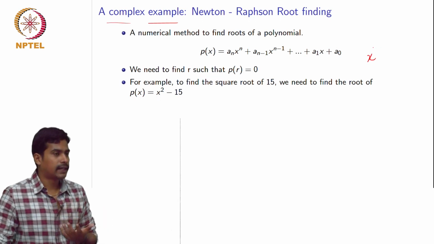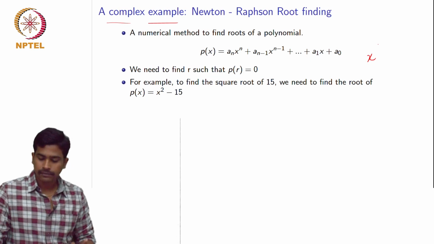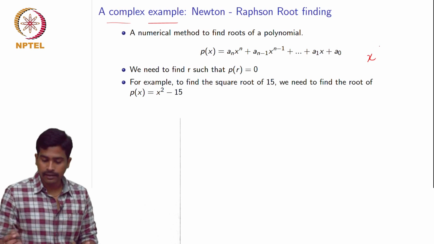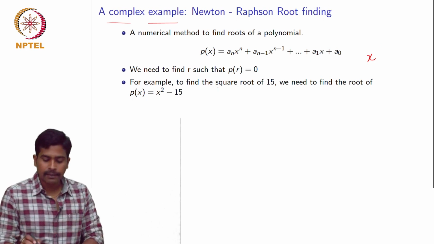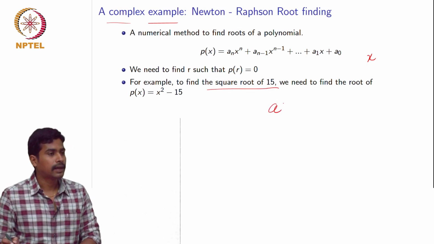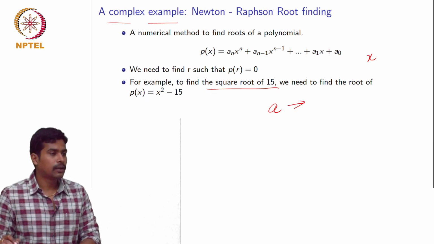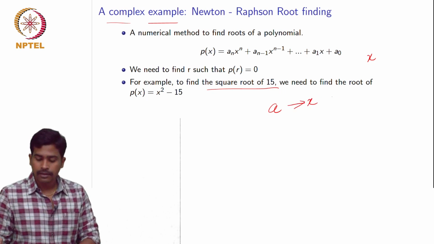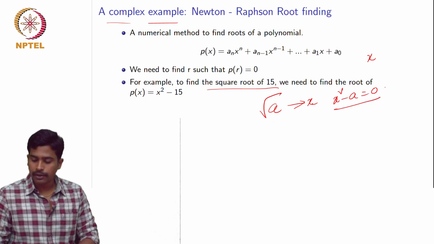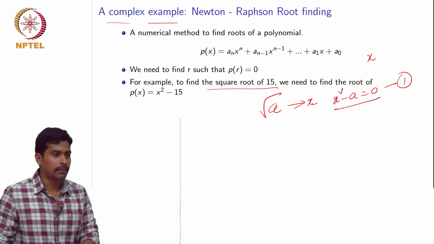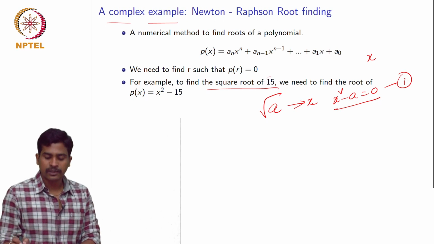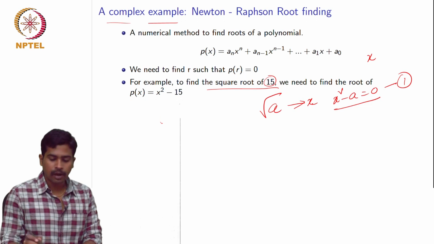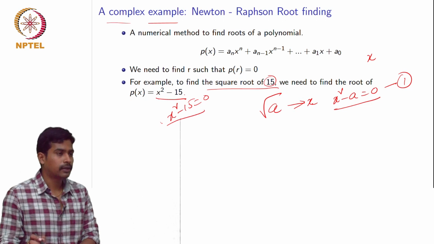So in order to find the root of the number, let us say, for example, you want to calculate the root of a number a, right, and let us assume the root is x, okay. If the square root of a is x, then x square minus a equals 0, right. We are using this principle to calculate the square root of a number. For example, if you want to calculate the square root of the number 15, we have to solve this polynomial x square minus 15 equals 0, okay.